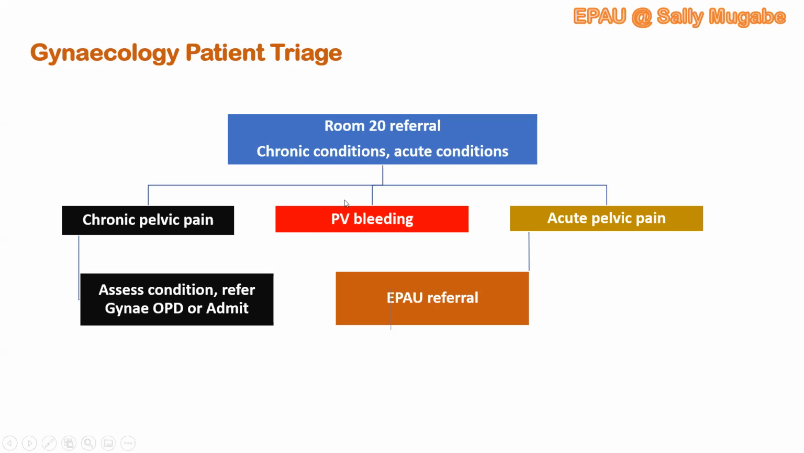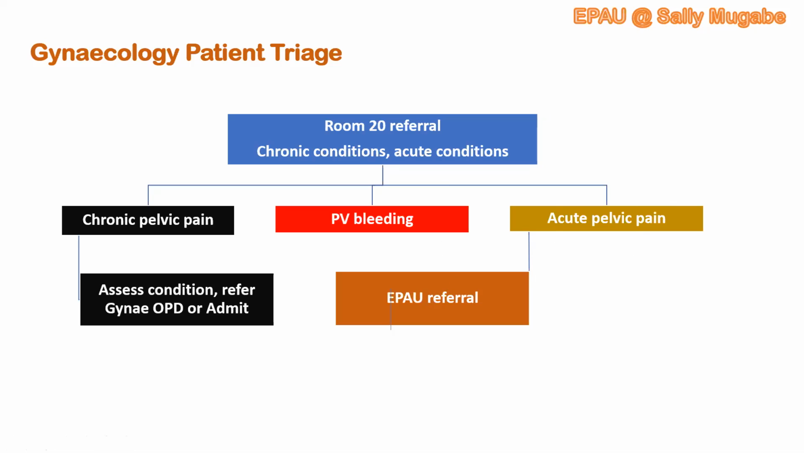Those patients who have PV bleeding will need to be referred to the EPAU. So that means they need to be seen by the EPAU team. The team that is doing the cover in gynecological emergencies needs to line up these patients so that the EPAU team can see these patients who are bleeding. Then we have patients who have acute pelvic pain. Again, they need to be seen by the EPAU team. So these patients will be the candidates for the EPAU.